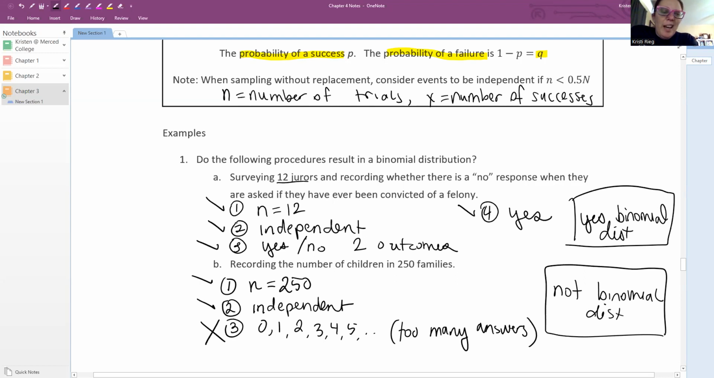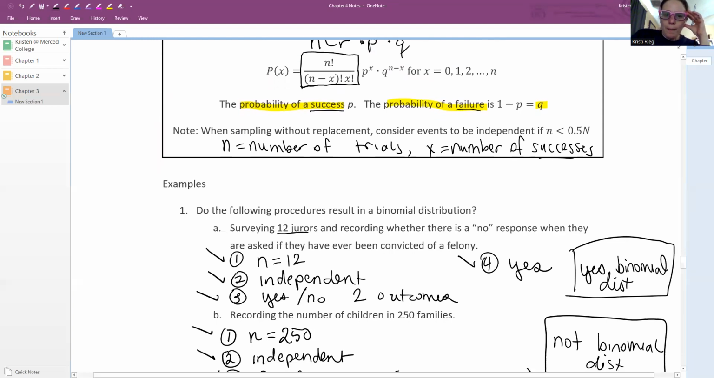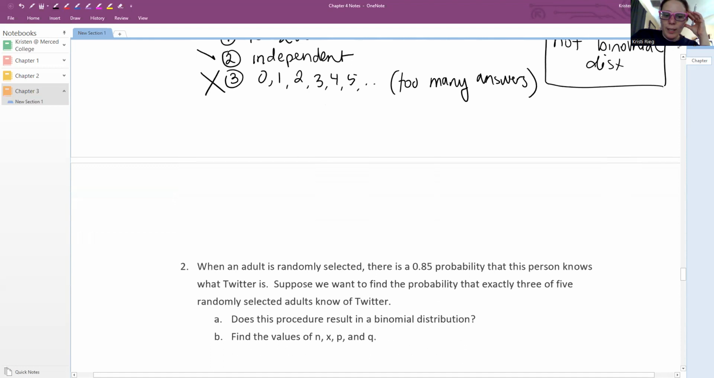You really care about 1 and 3 because you need to be able to find n, and then you need to have your success and your failure in order to find P, the probability of a success, Q, the probability of a failure, and the number of successes. See how those words are used there a lot? You need that success and failure distinction in order to use the formula. Okay, so let's go to the next page and try this again.